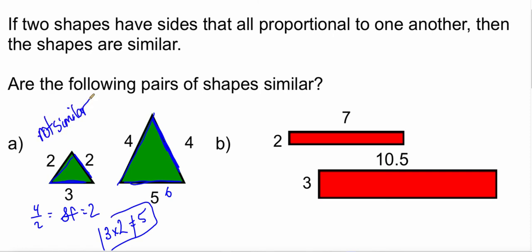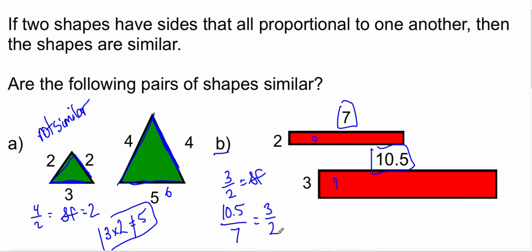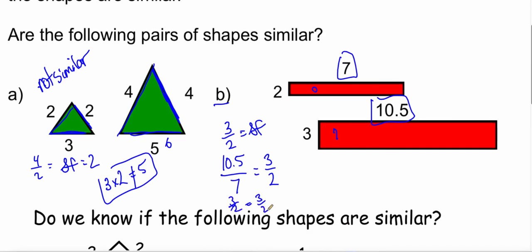Now let's take a look at B. Let's see if proportionality is conserved. So here, we're going to say this is my object, and this is going to be my image. So I'm going to say 3 divided by 2 is going to be my scale factor. Now, let's see if that works for these. So does 10.5 divided by 7 equal 3 over 2? Is that the same proportion? If I simplify this, yes, it is the same proportion. So these two here are similar.